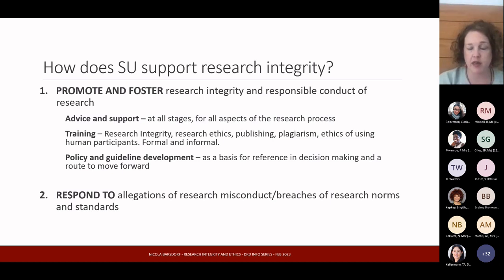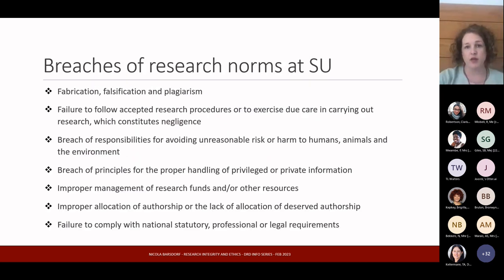We provide training, and obviously we have oversight of policy and guideline development in the space of research ethics and integrity. And then when there are allegations of research misconduct or breaches of research norms, we will respond to those by applying the policy and procedure.